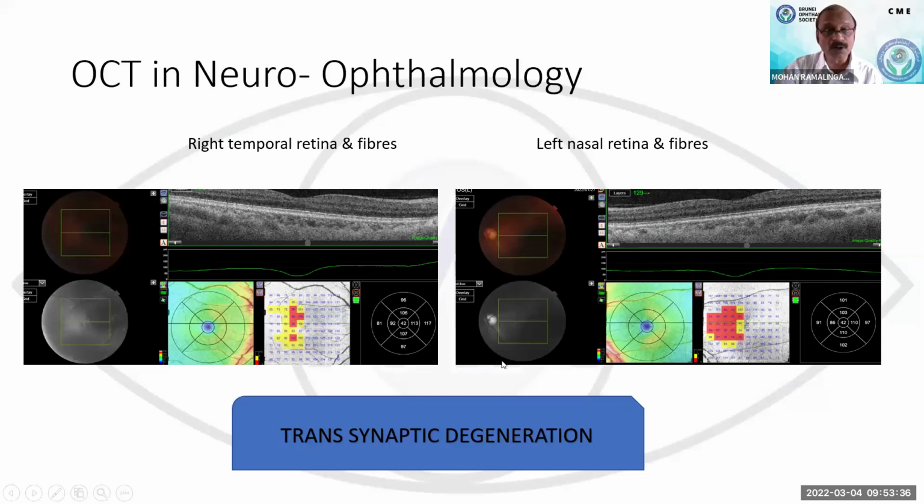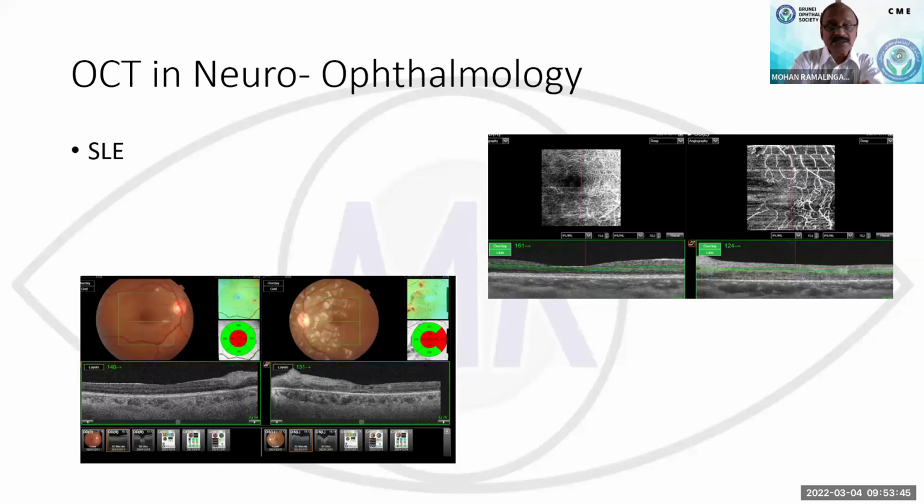So this is one where the transsynaptic degeneration can be seen both on the visual field as well as on the OCT. This is another patient, one of our patients with systemic lupus erythematosus. You can see only a few spots in the retina, the soft spots, or the cotton wool spots. But we did an OCT angiogram. There was widespread dropout of the capillary circulations in the retina at various levels.